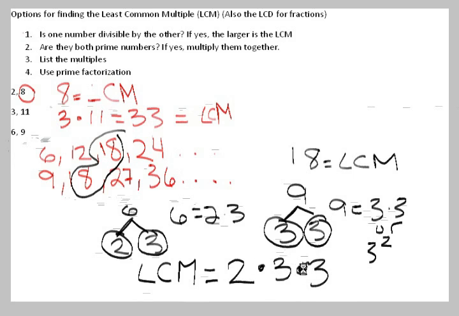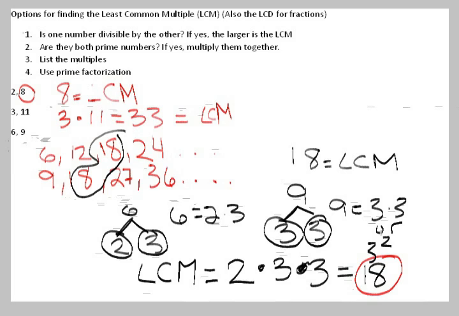If we multiply those numbers together, we'll find our LCM. 2 times 3 is 6, and 6 times 3 is 18. So by this other method, we also find that 18 is the least common multiple for 6 and 9.